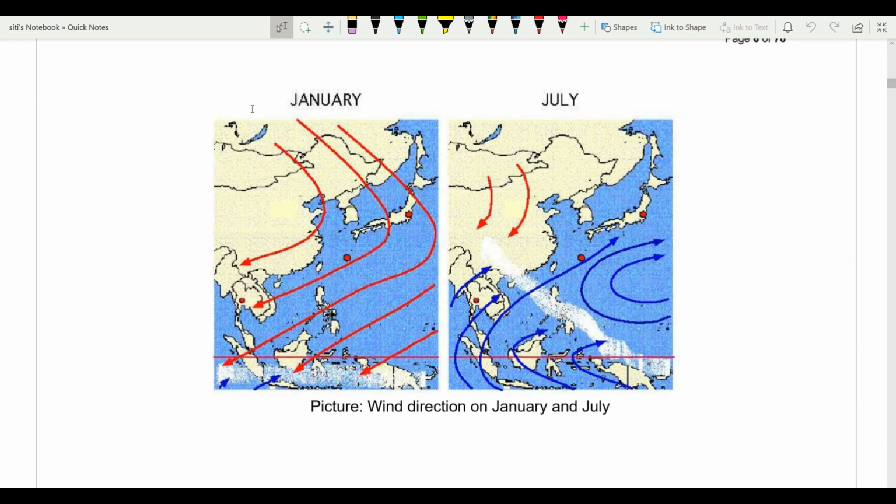So this concept is similar to the low pressure and high pressure area. During January, of course, on the north side, there will be a winter. So this area will have high pressure. So the cool air will sink and go to the low pressure area. But in July, the south part will be cool. So the wind will flow from high pressure area to the low pressure area.